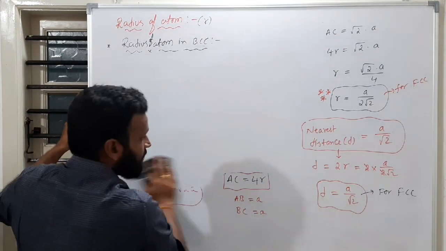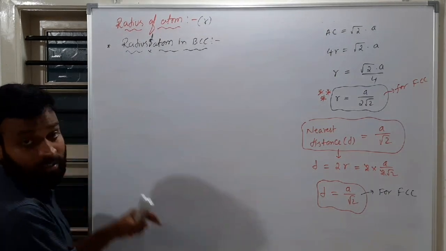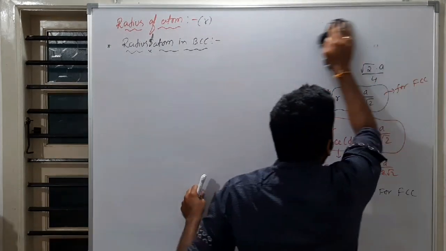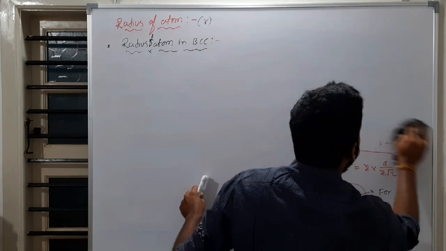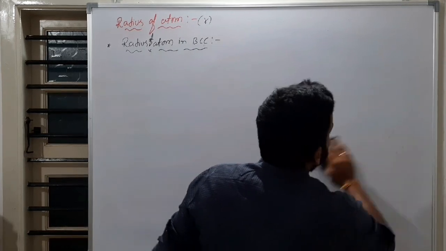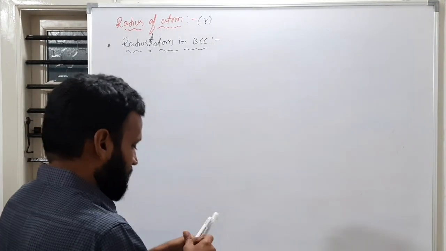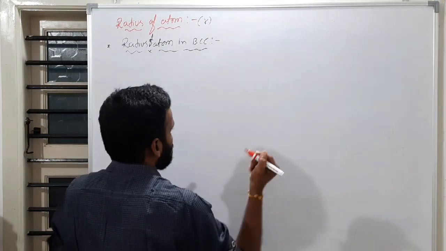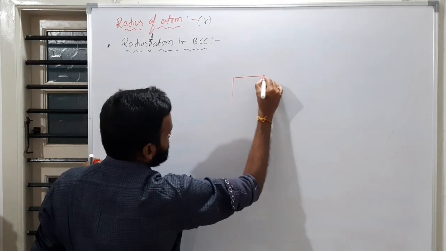You have idea already. BCC means you have atoms at all corners as well as one body center, exactly center of the particular cube, body center of the body. Okay, that is called what? Body center. So let's have that particular diagram also. So I will draw that. Again, same story.